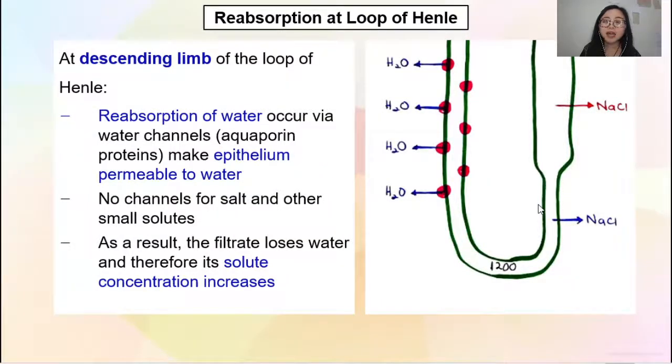Alright, we are going to look at the reabsorption in the next part of the nephron, which is at the loop of Henle. Loop of Henle ni masa dia turun dan dia naik, benda yang dia reabsorb berbeza. At the descending loop of the loop of Henle, masa dia menurun, the thing that will be reabsorbed is water only.